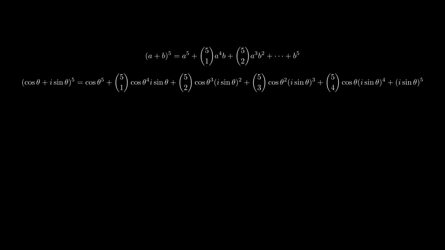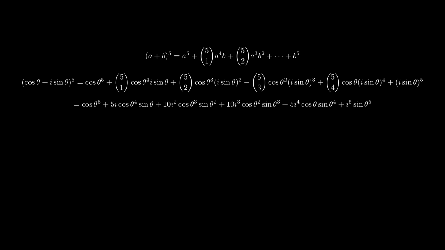Fully multiplying that out and simplifying, you can see that we've got cos^5 θ plus 5i cos^4 θ sin θ plus 10i^2 cos^3 θ sin^2 θ plus 10i^3 cos^2 θ sin^3 θ, and continue.